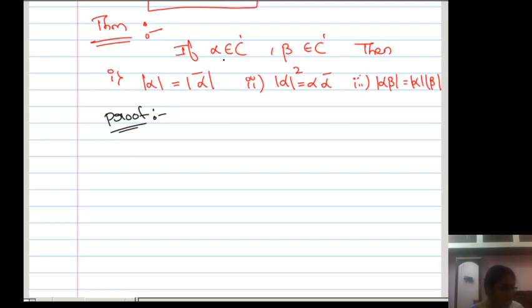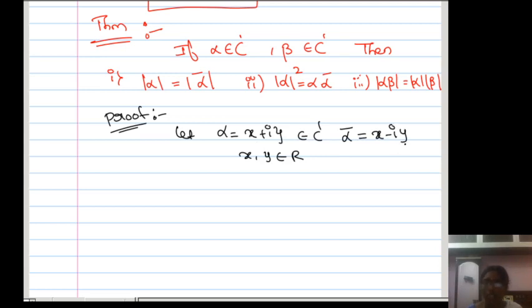Let us say alpha is equal to x plus iy. It is a complex number, where x, y belong to R, the real numbers. So now what is alpha bar? Alpha is x plus iy, so alpha bar is x minus iy, the conjugate. It also belongs to the complex numbers. Replace i by minus i.